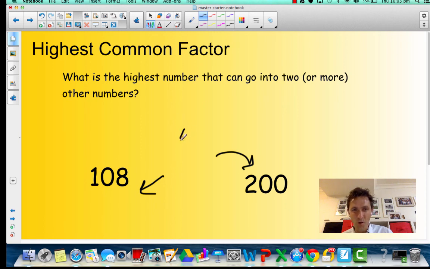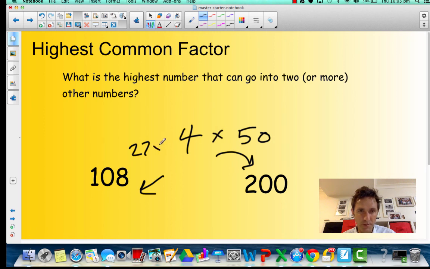And it's 4. 4 goes into 108, I think, 27 times. Just let me double check that. And of course, 4 goes into 200 50 times. 4 times 50 equals 200, whereas 4 times 27 equals 108. So 4 is your highest common factor.